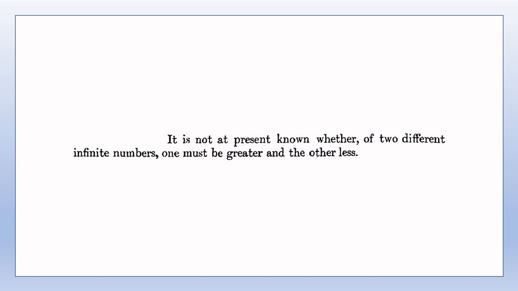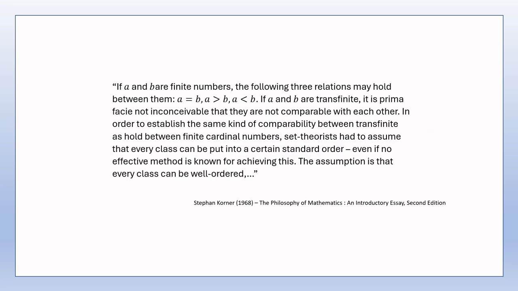The trichotomy of cardinals seems at first glance to be a perfectly reasonable proposition, but we read in Stephen Körner's The Philosophy of Mathematics: if a and b are finite numbers, the following three relations may hold between them. A equals b, a is greater than b, or a is less than b. If a and b are transfinite, it is prima facie not inconceivable that they are not comparable with each other. In order to establish the same kind of comparability between transfinite as hold between finite cardinal numbers, set theorists had to assume that every class can be put into a certain standard order, even if no effective method is known for achieving this. The assumption is that every class can be well ordered.